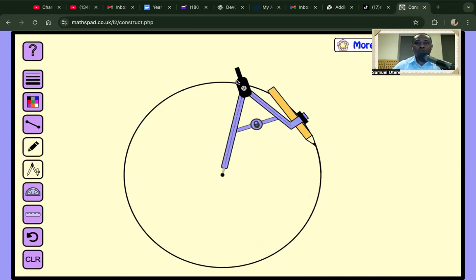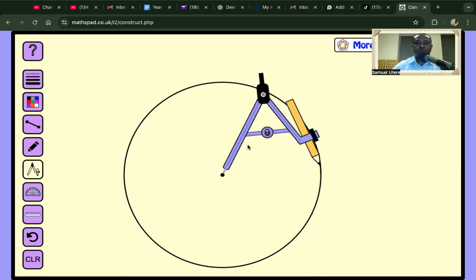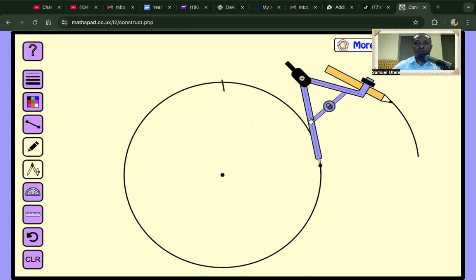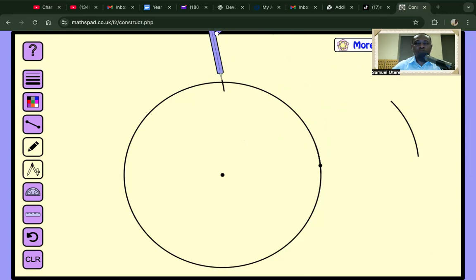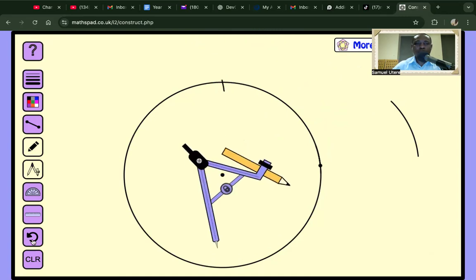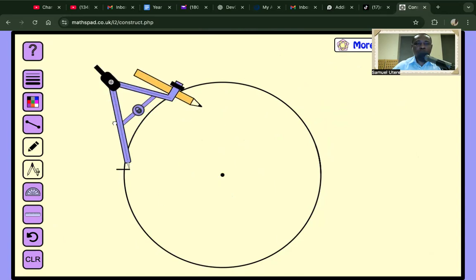Okay. Next, you mark any points on your circle. Move your compass to that point there, and let's mark another point. Let's mark another point so that it's easier for us to draw. So we can mark that point. We'll move our compass there.